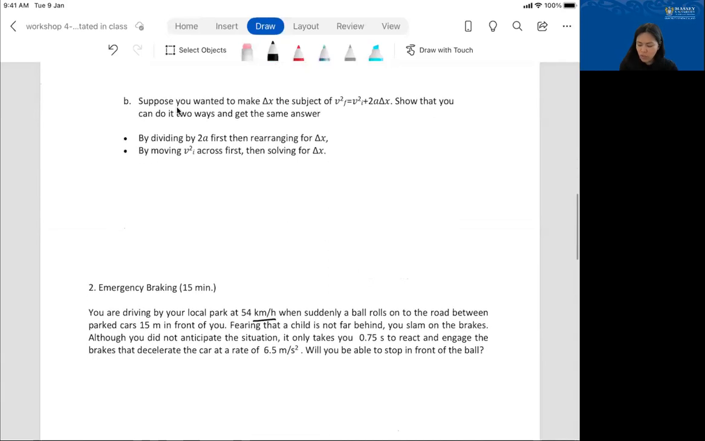So for the second question, I think we already rearranged this in class, so we won't do this again. Delta x, we found that to be vf squared minus vi squared over 2a.